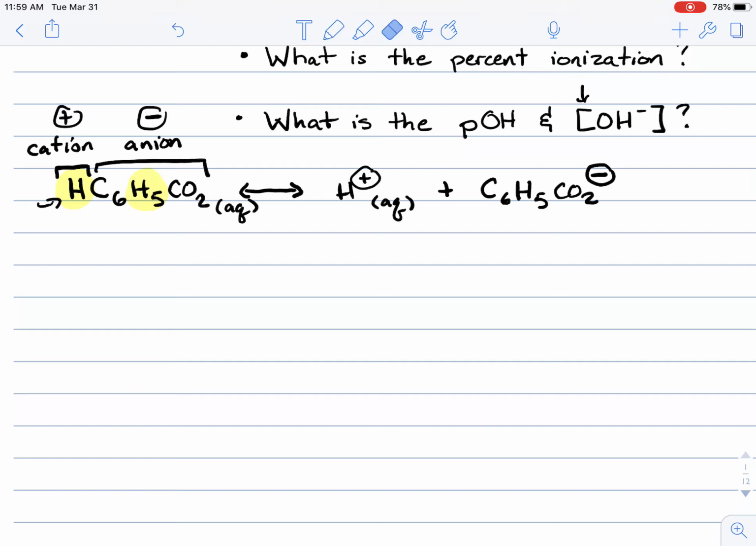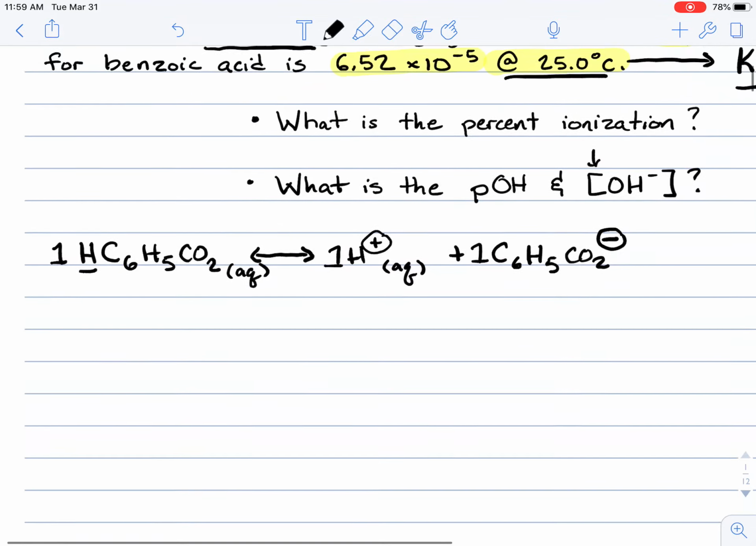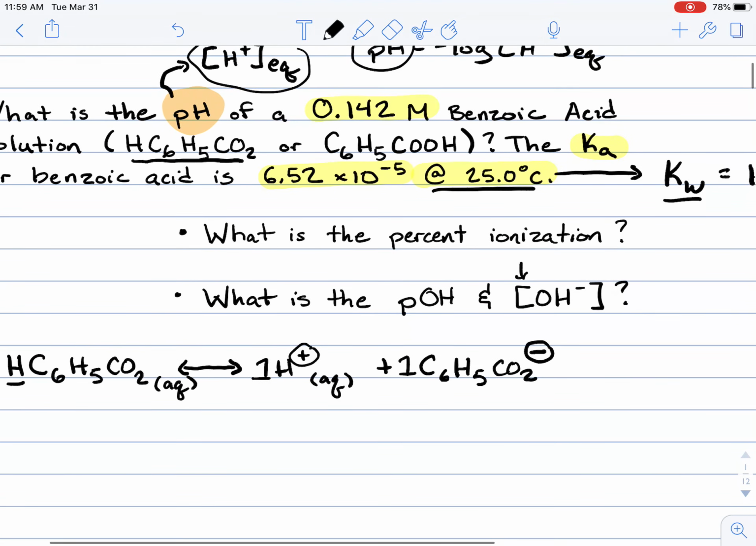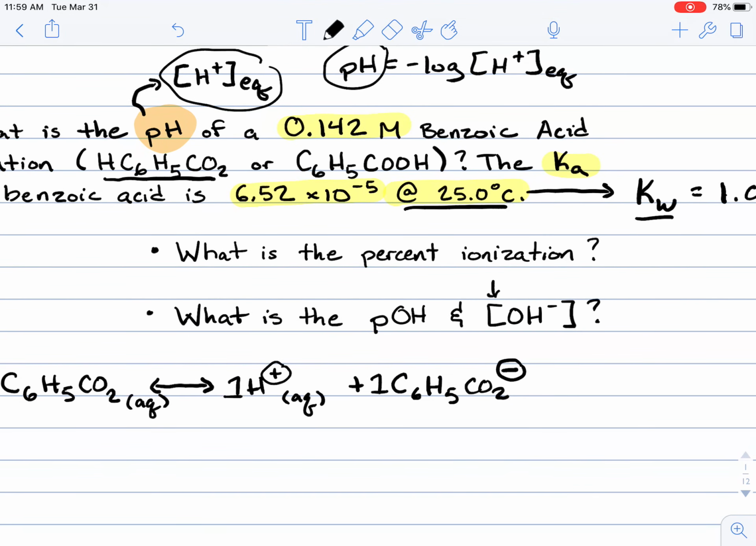Since the only thing that we've done is separated this hydrogen from the rest of the compound, when we're trying to balance a chemical equation, this is going to be typically a 1-to-1-to-1-to-1 ratio. Now, if you guys are using the other chemical formula for benzoic acid, the ionizable hydrogen in this case is going to be found at the very end.